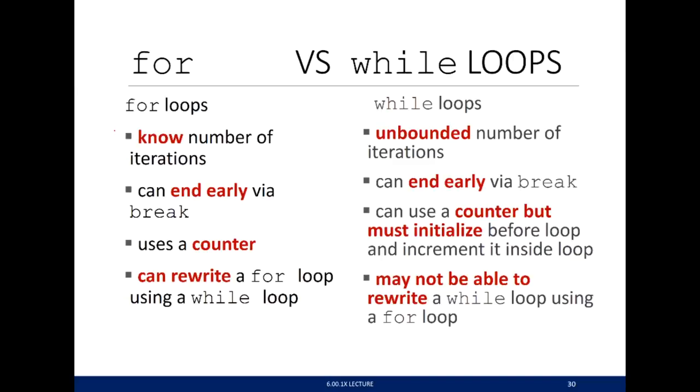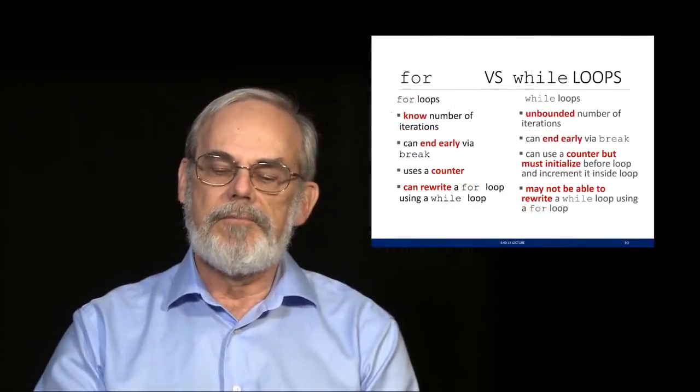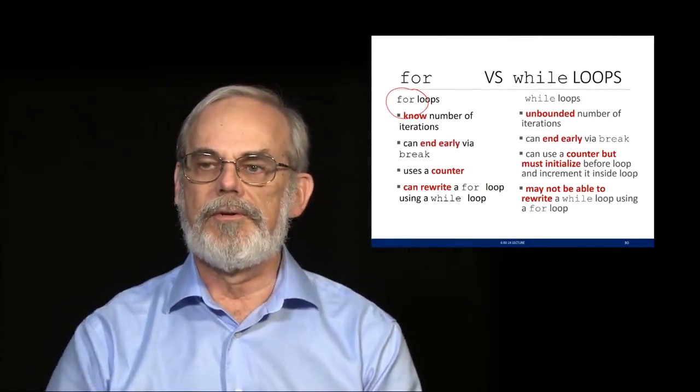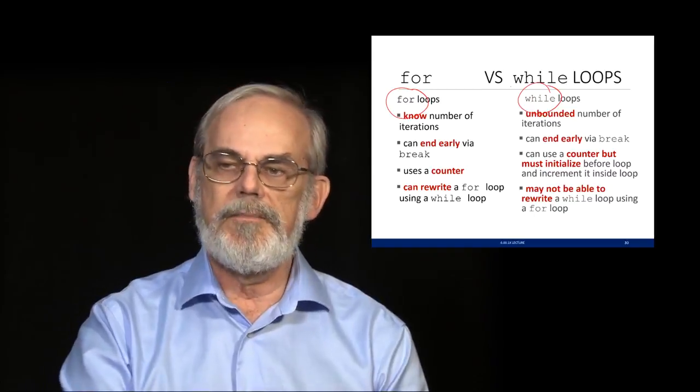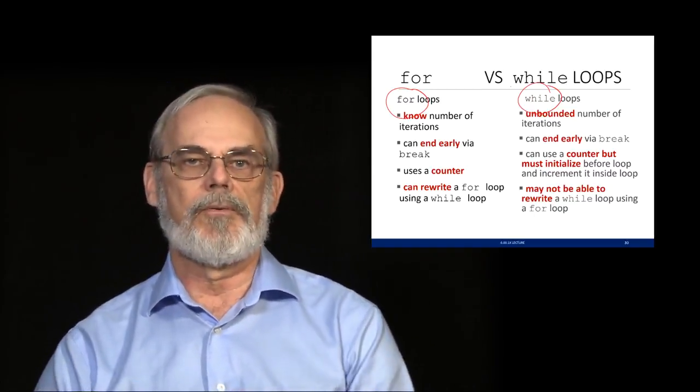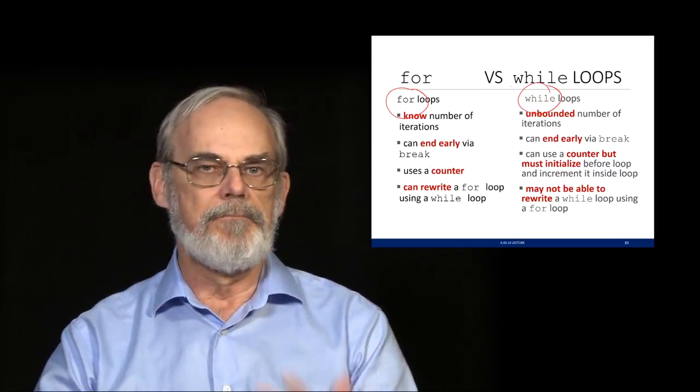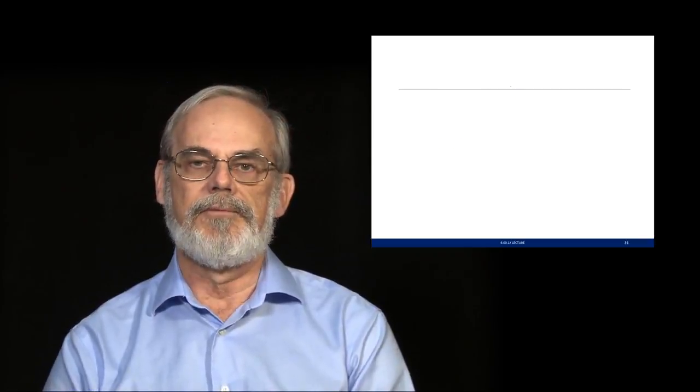A while loop can have an unbounded or unknown number of iterations. Again, I can always end it early with a break statement, but here I have to set up the counter ahead of time outside of the loop, and I have to make sure I increment it inside the loop. And unfortunately, I can't always rewrite a while loop using a for loop. You'll see in most code, we tend to use for loops when we know what we're going to do as a computation. We'll use the while loop when there's going to be a condition that we can't predict that's going to allow us to break out of that loop. But both of them give us the first version of iterative algorithms.